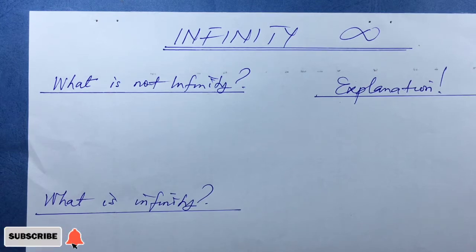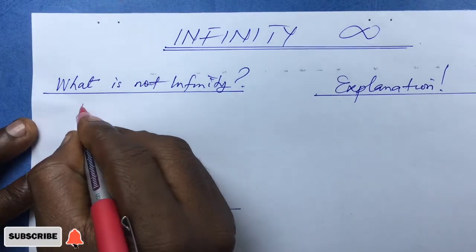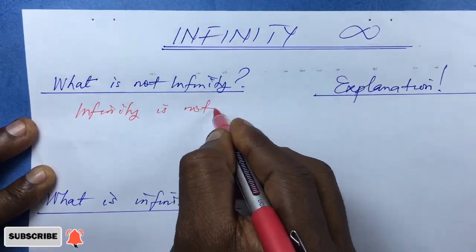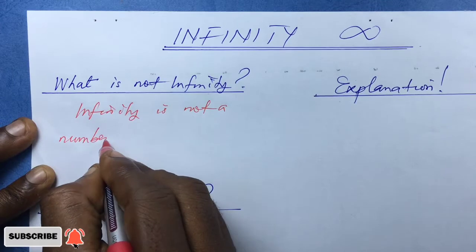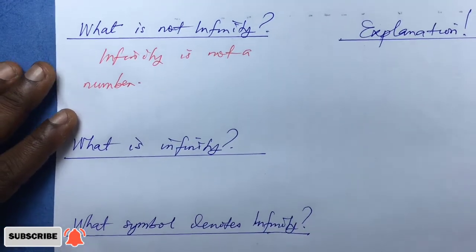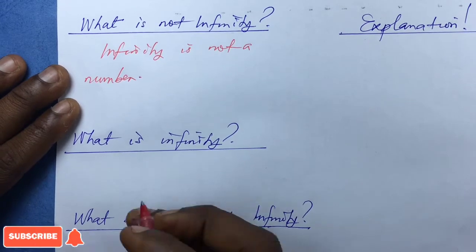Now let us begin. So let us start with answering the question, what is not infinity? Infinity is not a number. Please take note, it is not a number. Now, why am I saying this? So many of us abuse the concept of infinity, thinking that infinity is a number. They go about thinking or talking about infinity as a number. Please, infinity is not a number. Okay? So what is not infinity? Infinity is not a number. Now, if infinity is not a number, what then is infinity?